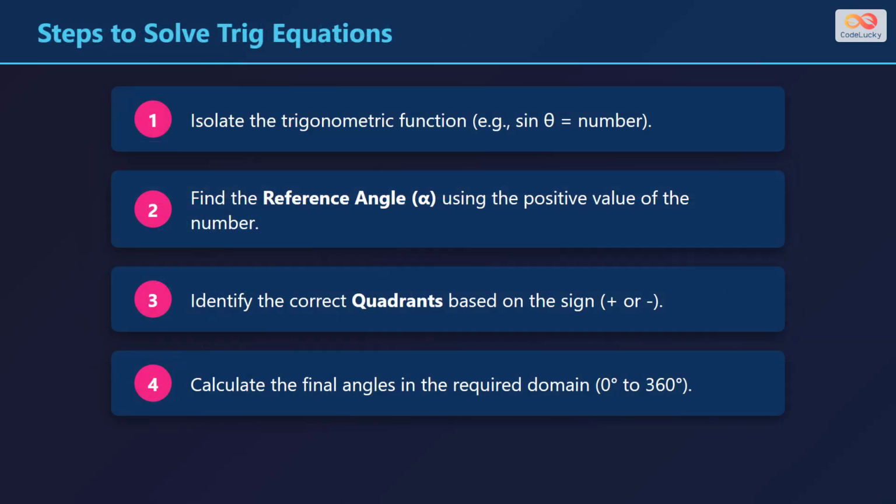Here is our four-step method. Step 1, isolate the trig function. Step 2, find the reference angle using the positive version of the number. Step 3, use the cast rule to identify the correct quadrants based on the sign. Step 4, calculate the specific angles for those quadrants.